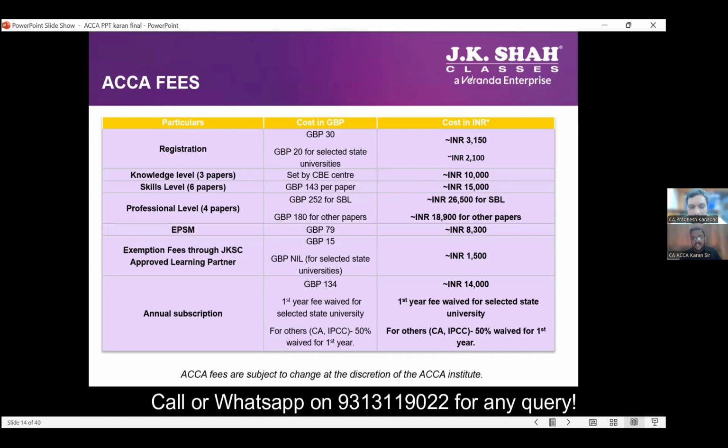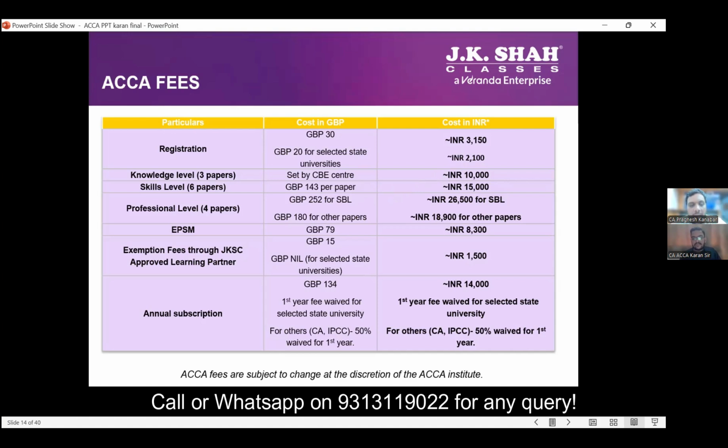Correct. That is what we are seeing in this case. You can compare exemptions. Let us say you are a chartered accountant and you have to apply for 9 exemptions. If you go through JKC, you have to pay only 15 pounds per exemption, which is just roughly 1,500 rupees, into 9 papers.